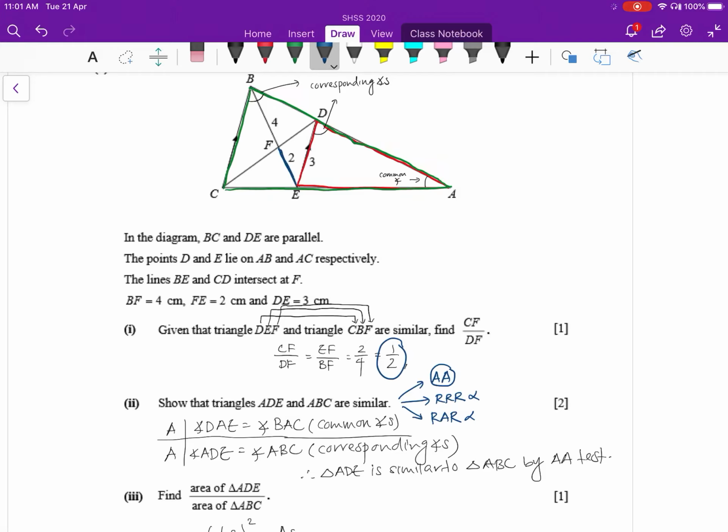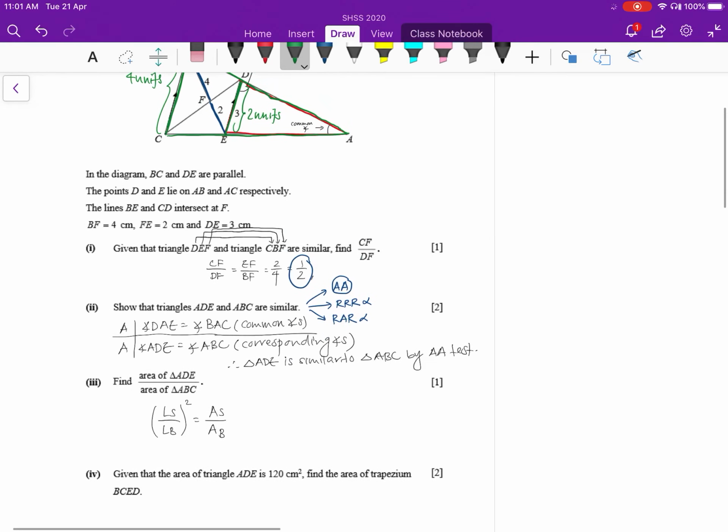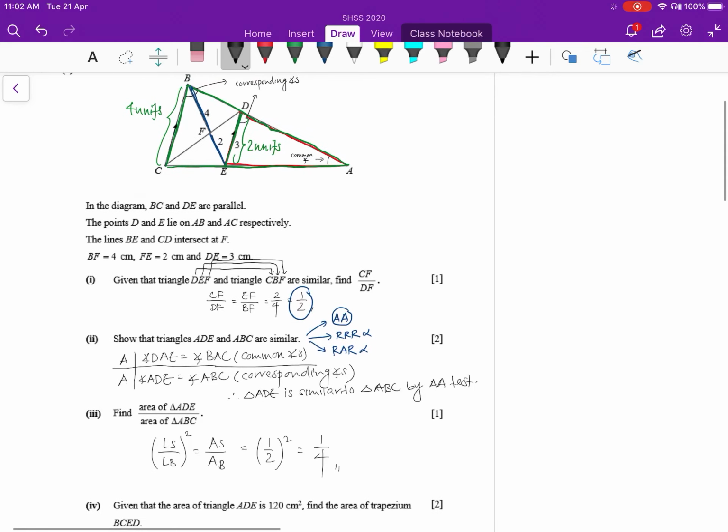This is 2 over 4, which also means that this length is also 2 units, to 4 units. I can easily find the area then. The area is half squared, which is 1 over 4. That is the area of ADE over ADC.